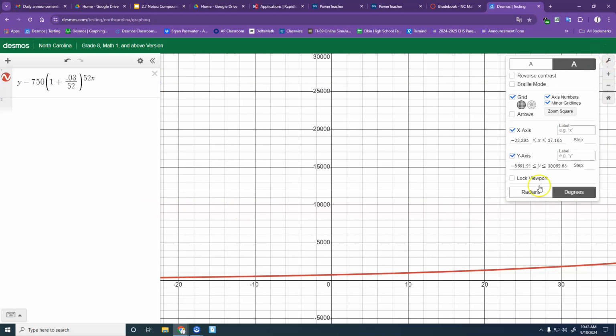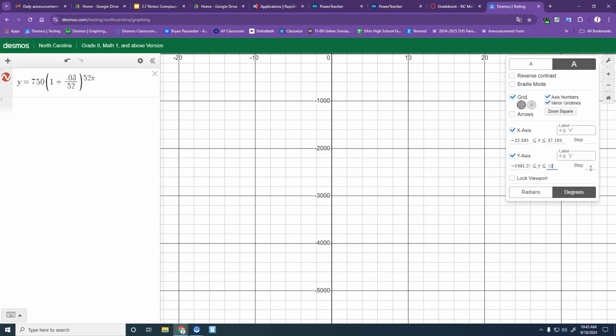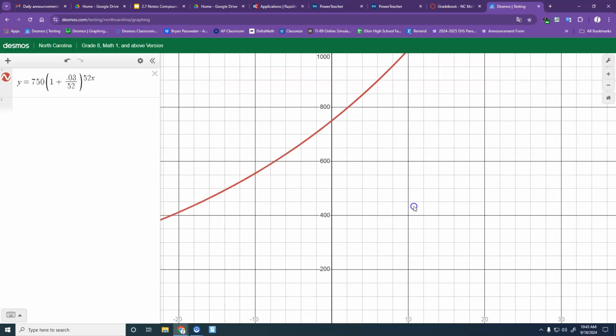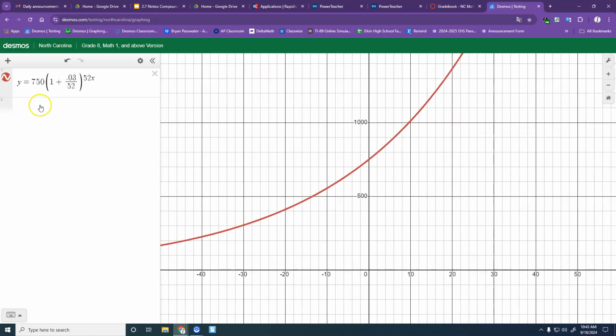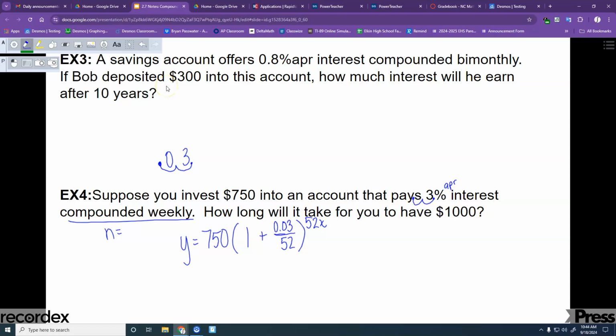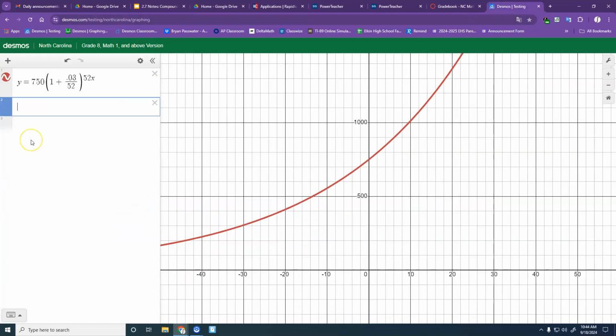I'm going to go over here and make this lower because we don't need to go all the way 30,000. Let's do like 1,000 right there. And we'll make this 0. There we go. All right. What's the question asking us, Luis? All right, so what is going to equal 1,000? My X or my Y?